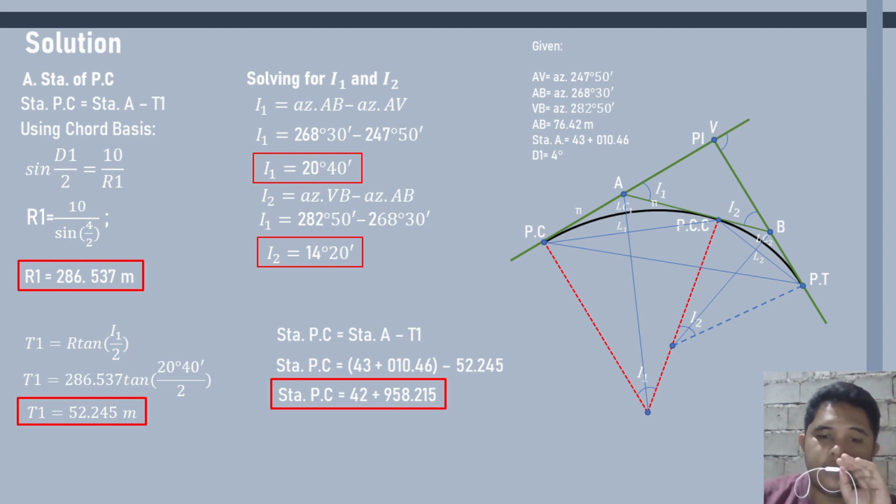We can now get the stationing of PC, since the stationing of A is given and we have solved the value for T1. Stationing of PC, therefore, is equal to 43 plus 10.46 minus 52.245. Hence, the value for stationing of PC is equal to 42 plus 958.215.